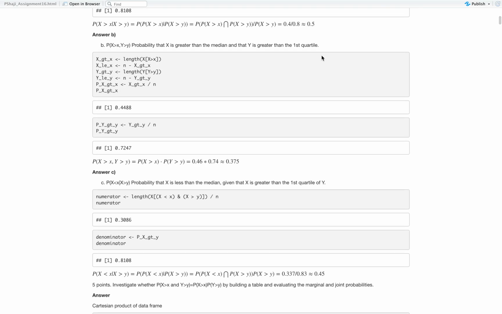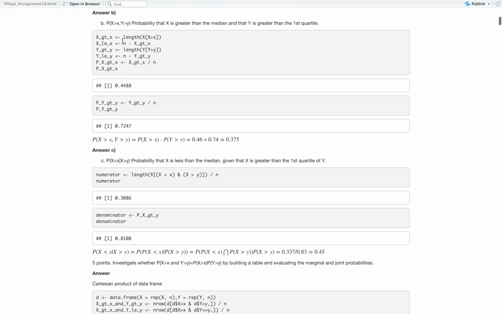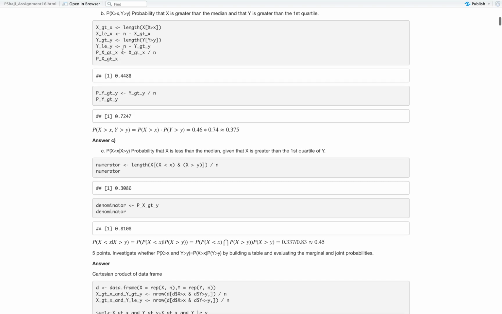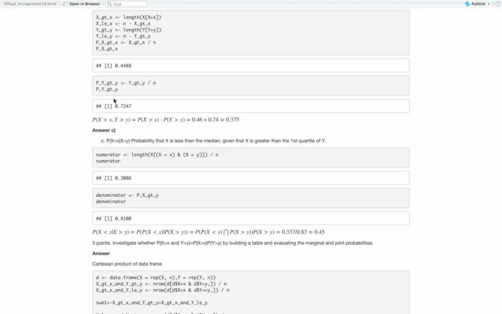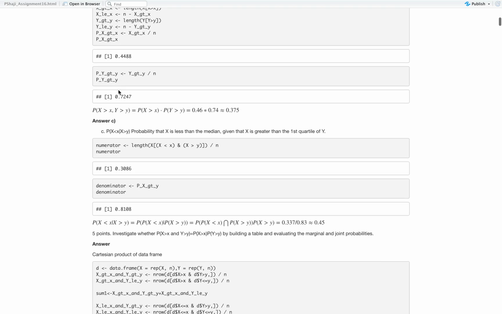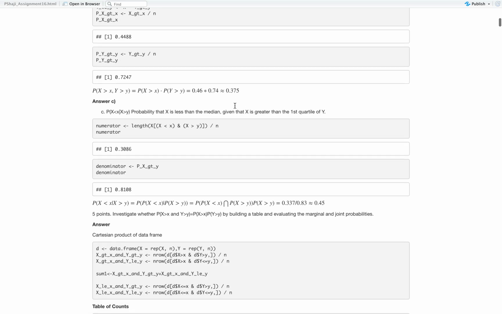Then proceeding on to the next question, similarly we have to see the probability that X is greater than the median and Y is greater than the first quartile. And here I did the process following the mathematical formula. We get the answer as 0.4 and the denominator, the expression P(Y > small y), as 0.7. Computing both of that, we get the value as 0.3.